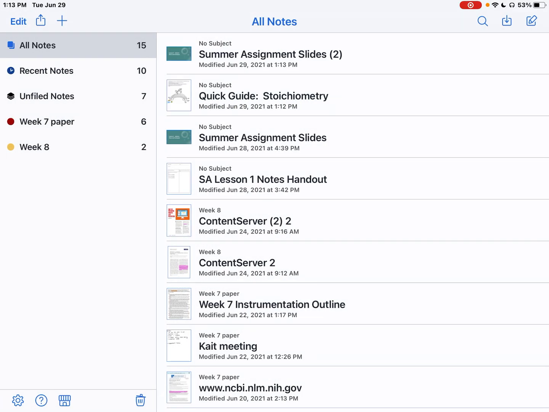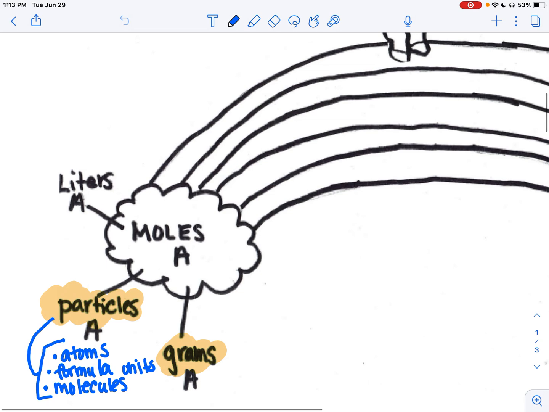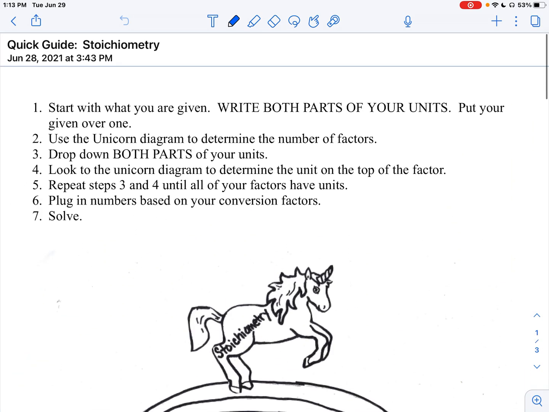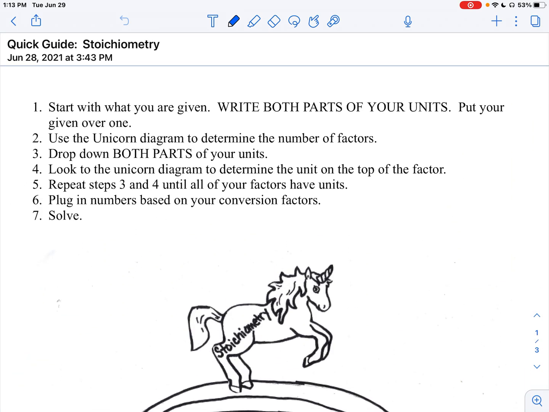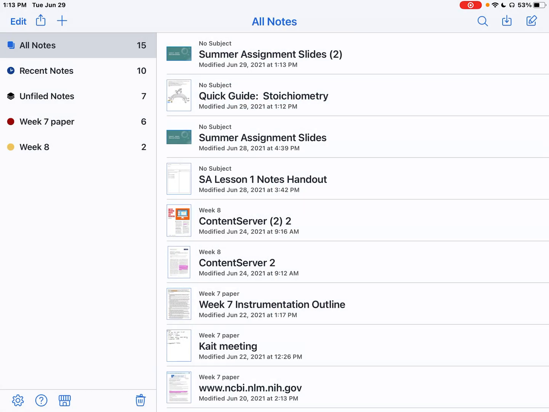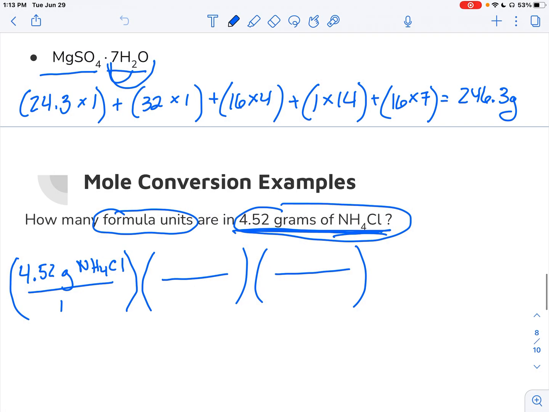Step number 3 says drop down both parts of your units. This should start to seem very familiar, and you definitely did this in your chemistry classes. You take both parts of your units from 1 factor, so grams NH4Cl, and put it on the bottom of the next factor.